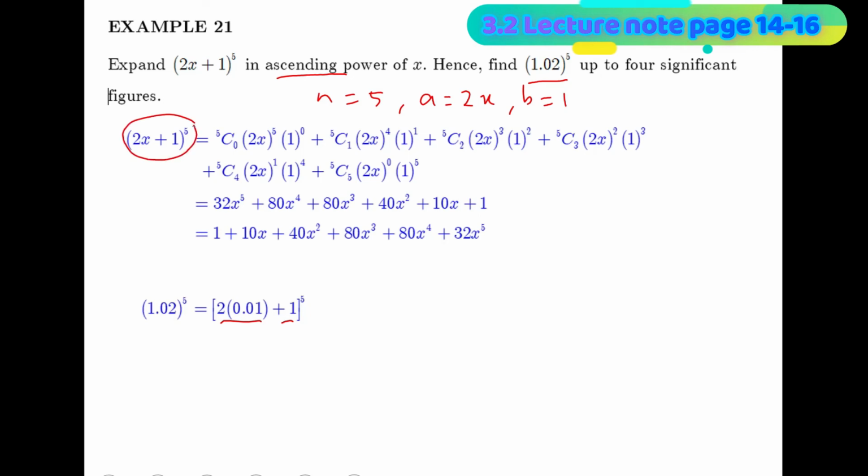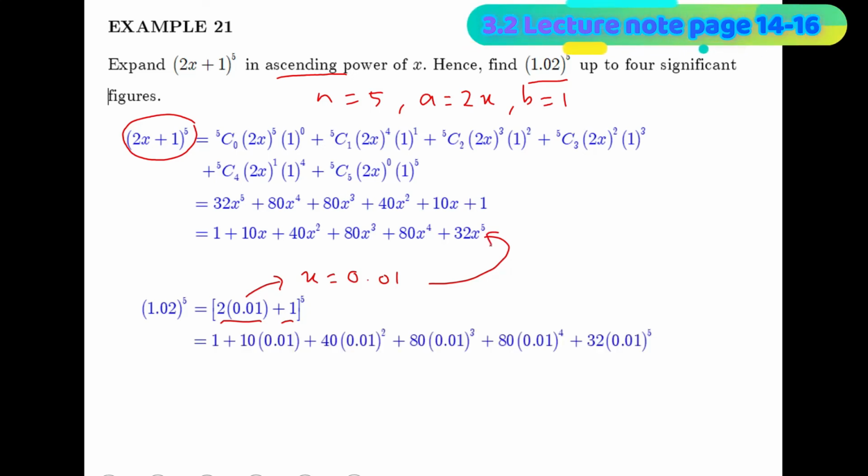And note that our x here is 0.01. With this x, we then substitute into our binomial expansion that we found earlier to get the following. And then calculating it, we will get 1.02 to the power 5 equals 1.104, correct to 4 significant figures. And we're done.